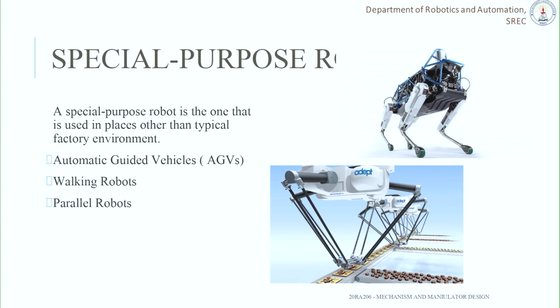The next one is the special purpose robot. It is one that is used in places other than the typical factory environment. Robots like those from Boston Dynamics, walking robots, and parallel robots are considered special purpose robots. In industrial applications you see a serial robot, and here we have a parallel robot, where the robot's links are assembled in a parallel manner. It is used for high speed applications. These are some of the special purpose robots.